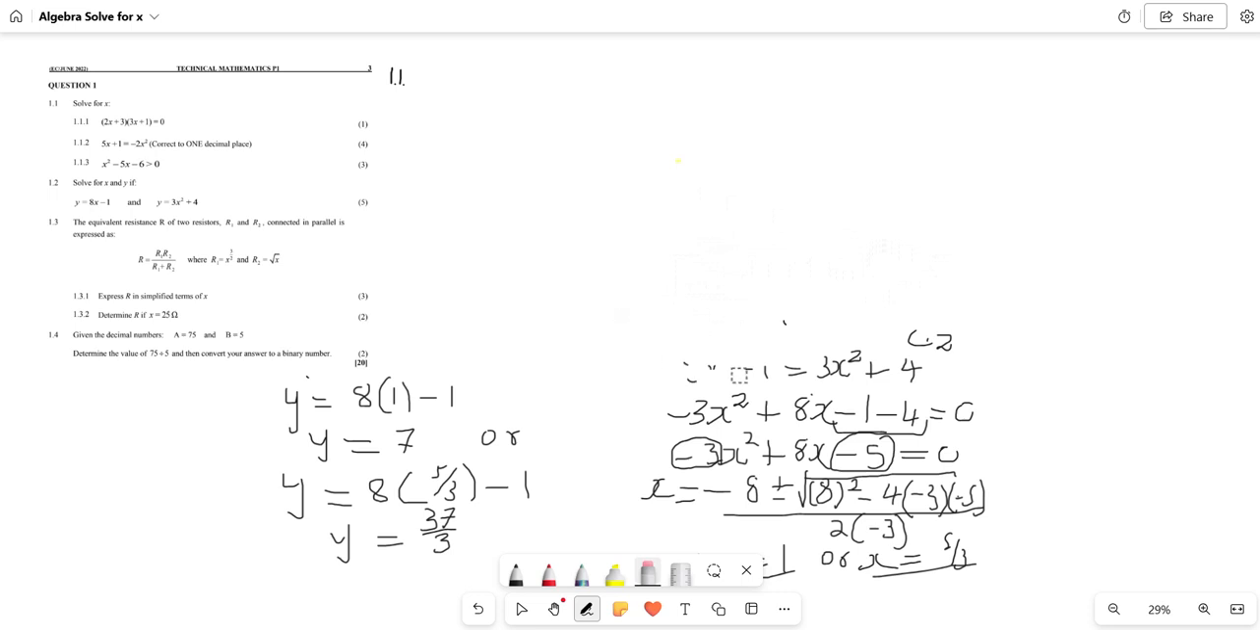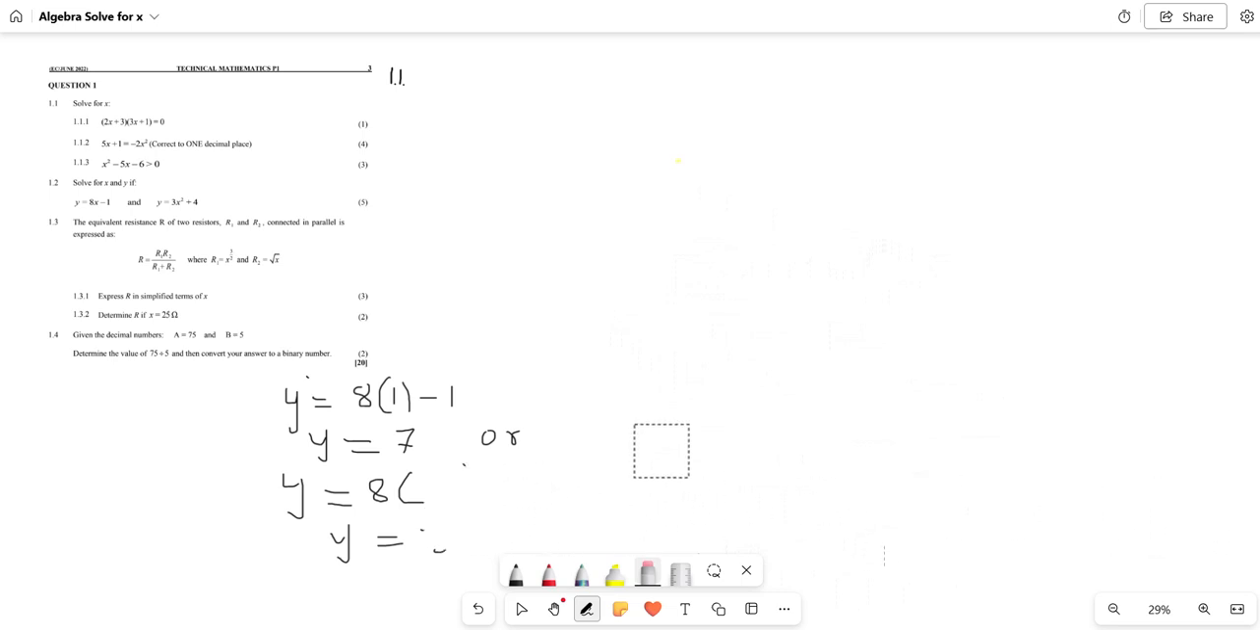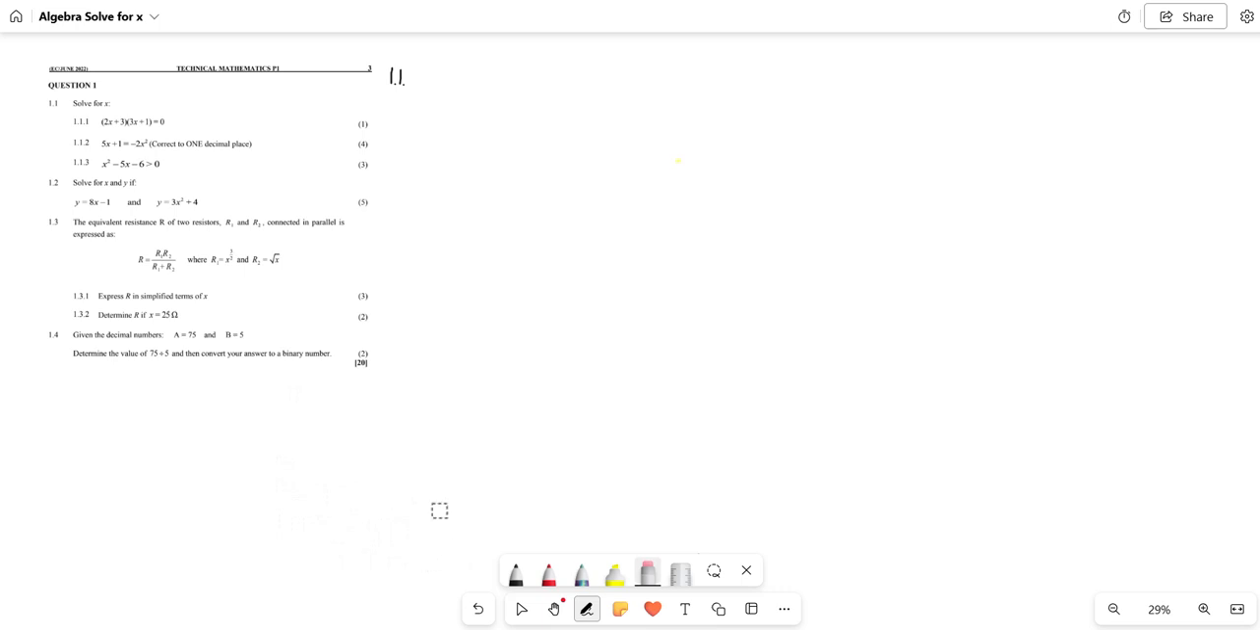equivalent resistance R of two resistors, resistor 1 and resistor 2, connected in parallel is expressed as R, which is the resistance, is equal to R1 multiplied by R2 divided by R1 plus R2, where R1 is equal to x to the power of 3/2, and where R2 is equal to the square root of what? Of x.